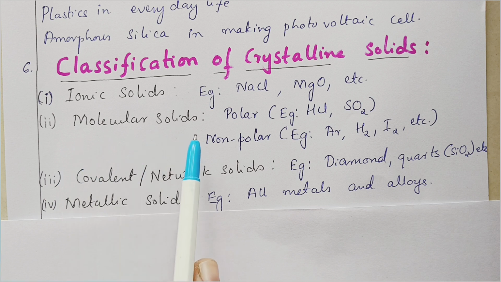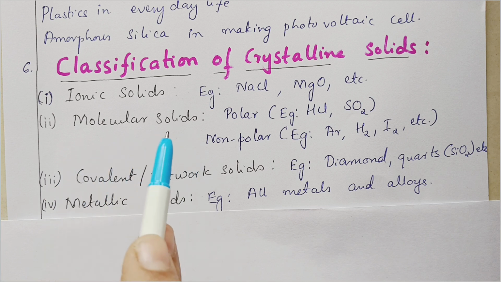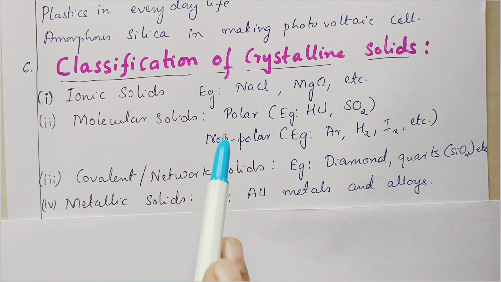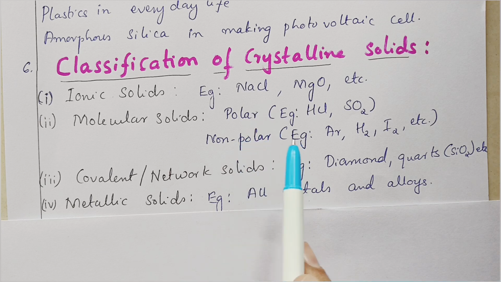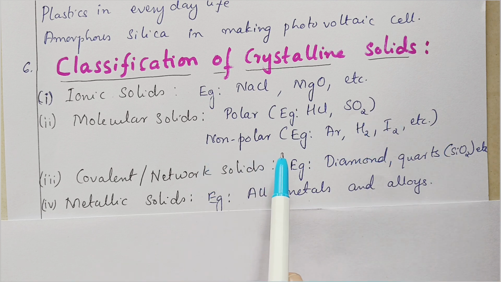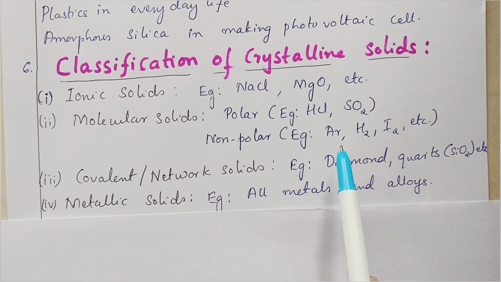The second type is molecular solids. Here the constituent particles are molecules. They are further classified into polar molecular solids and non-polar molecular solids. Polar solids have dipole-dipole interactions. Examples are HCl, SO2, etc. Non-polar molecular solids have London forces between them. Examples are argon, hydrogen, iodine, etc.